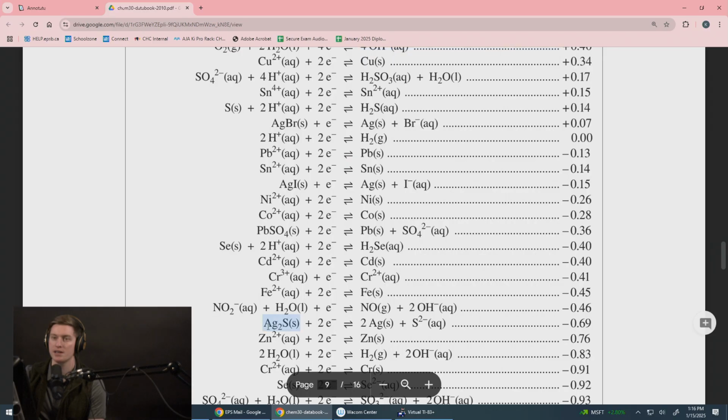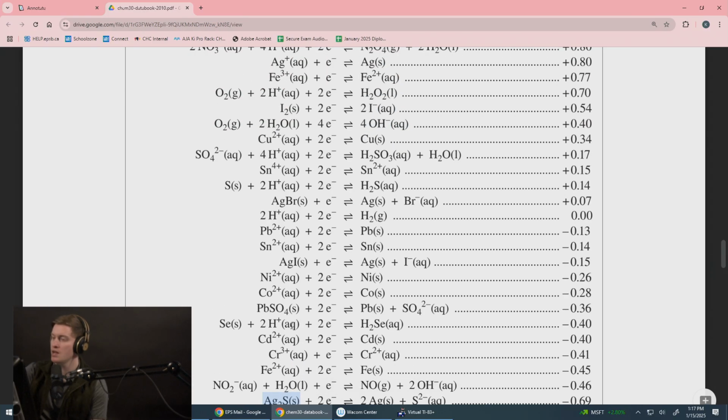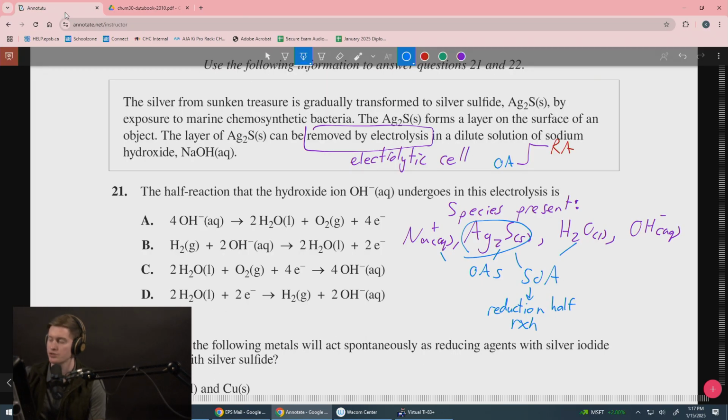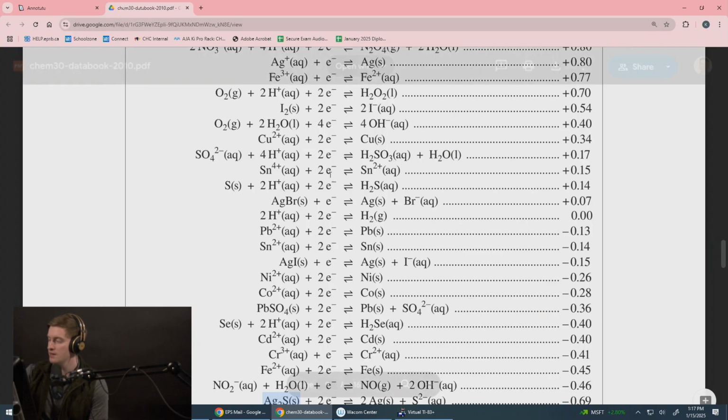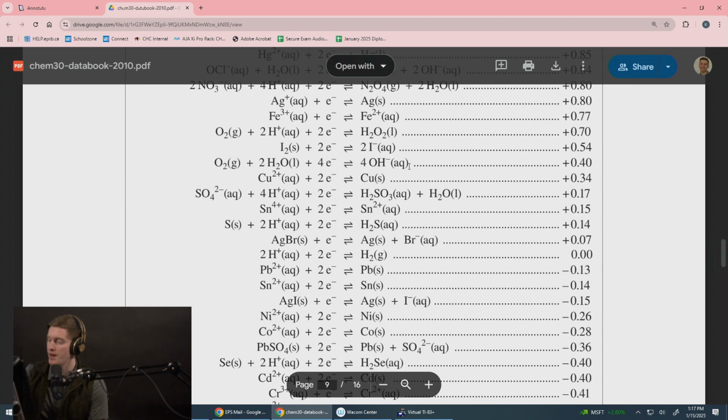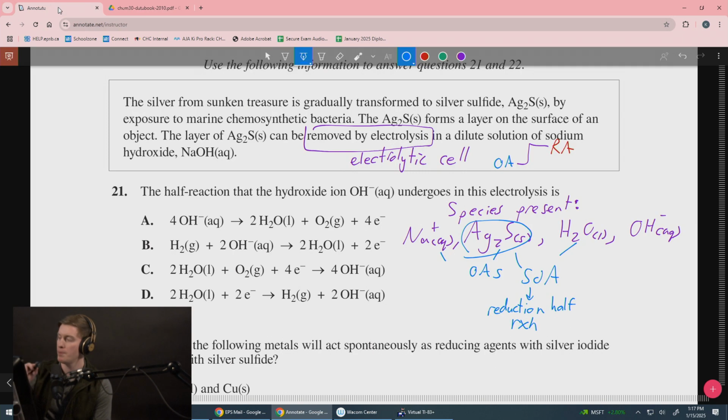So our oxidizing agent is below our reducing agent, but we were expecting that because this is an electrolytic cell, which means that the reducing agent that's going to be reacting at our anode, our half reaction is this half reaction. But because it's a reducing agent, it is going to do our oxidation half reaction.